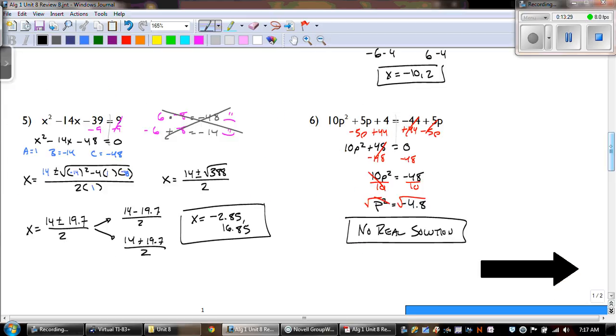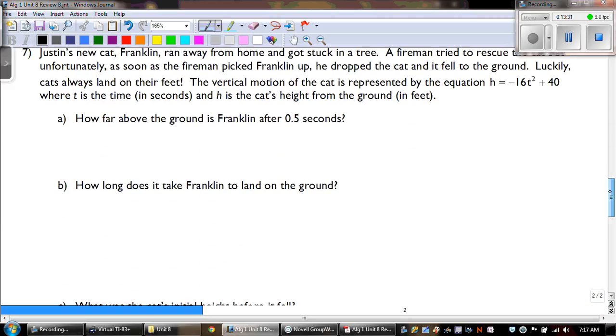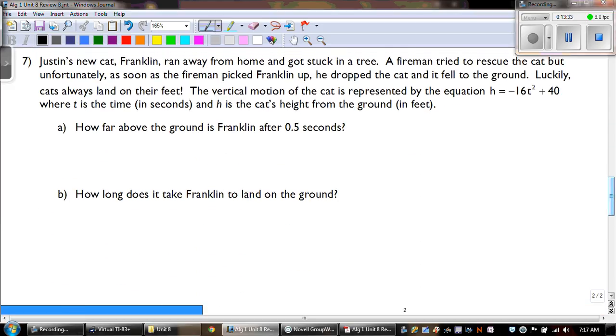Okay, let's go ahead and flip it over. All right, word problem. So, Justin's new cat, Franklin, ran away from home and he got stuck in a tree. Oh no! A fireman tried to rescue the cat, but unfortunately, as soon as the fireman picked Franklin up, he dropped the cat and it fell to the ground. Luckily, cats always land on their feet.